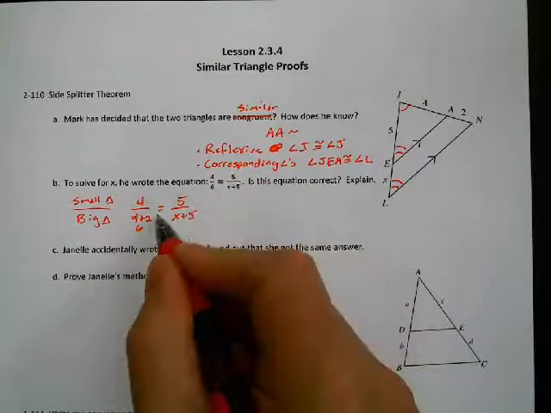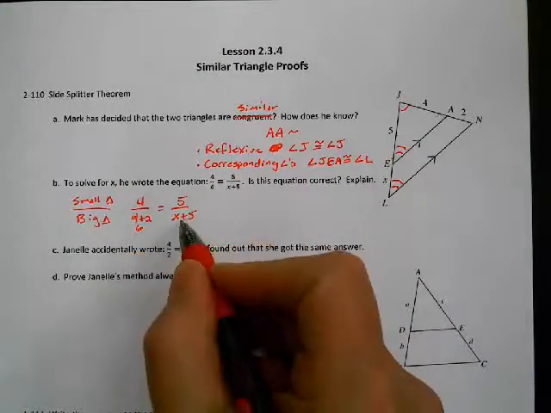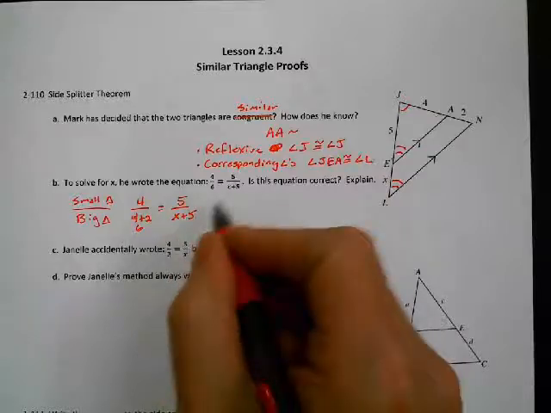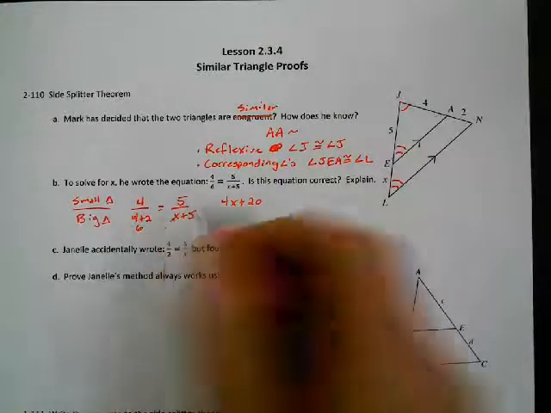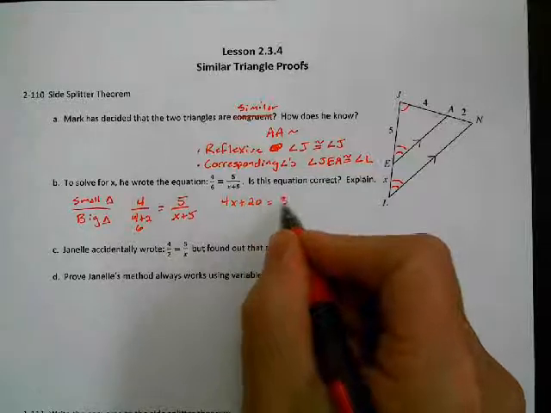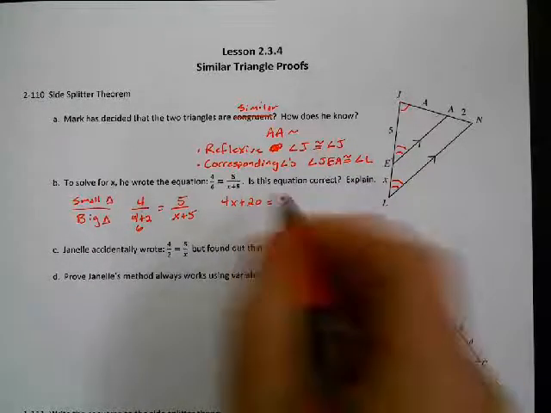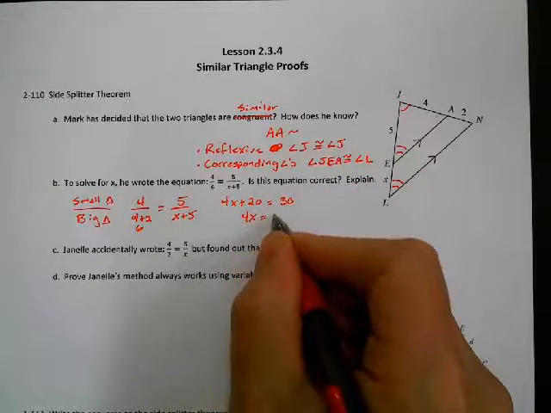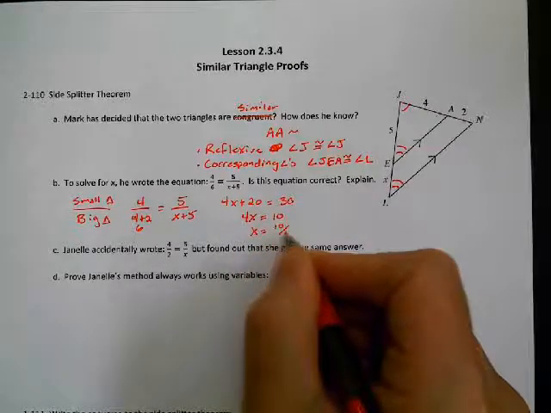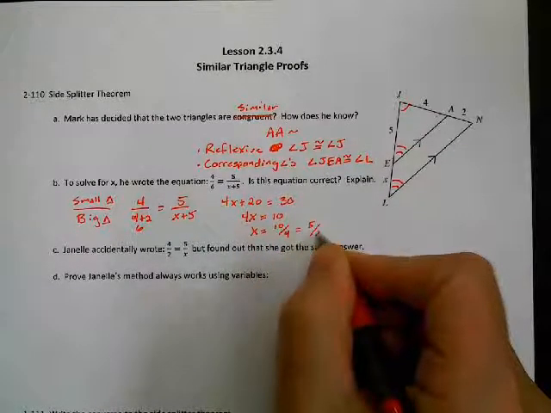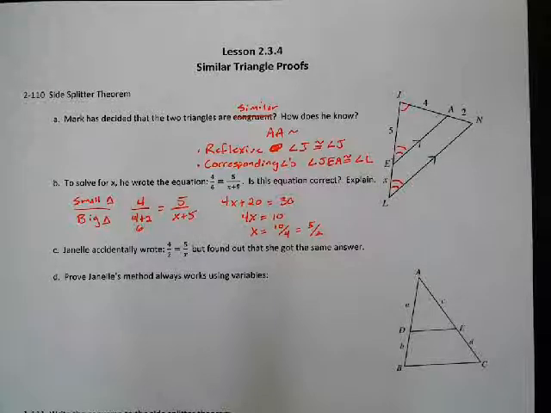So I'm going to do cross products. 4 times x plus 5. Remember we have to distribute. So that would be 4x plus 20. And then 6 times 5 is 30. Subtract 20 from both sides, we get 4x is equal to 10. Divide by 4, we get 10 over 4, which is 5 halves. So now he knows what x is.